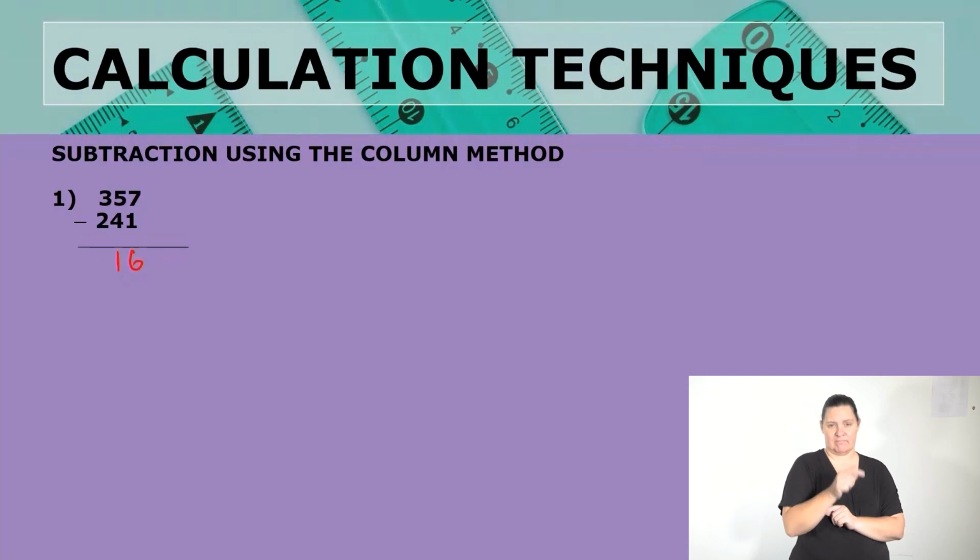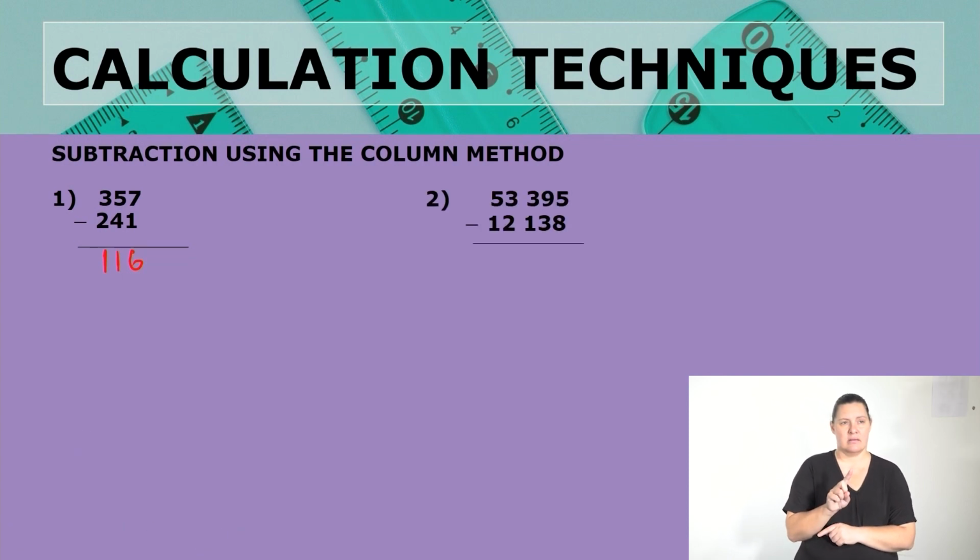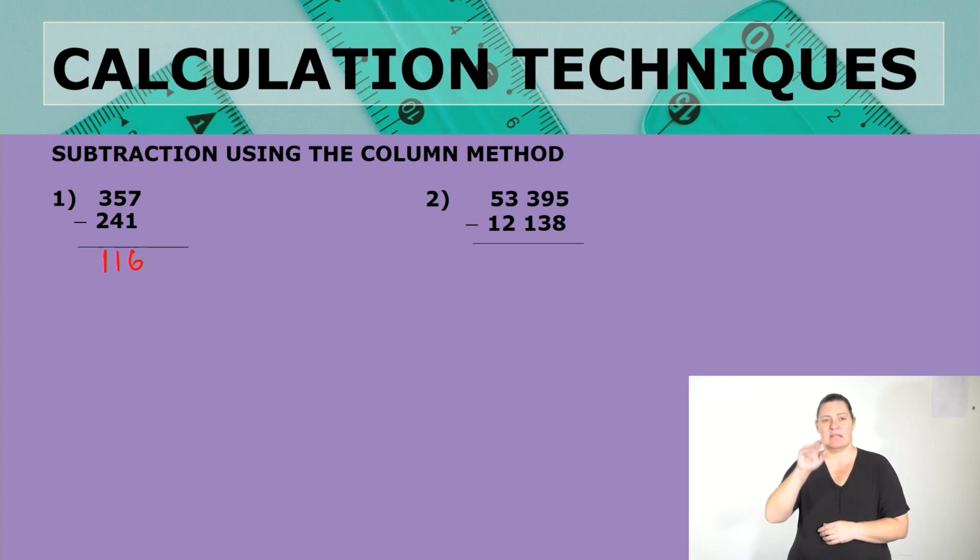Then we have 300 minus 200. That gives us just 100. Our answer there is 116. Let's move on to the next question. So now we have here 53,395 minus 12,138. So again, we do start with the ones.